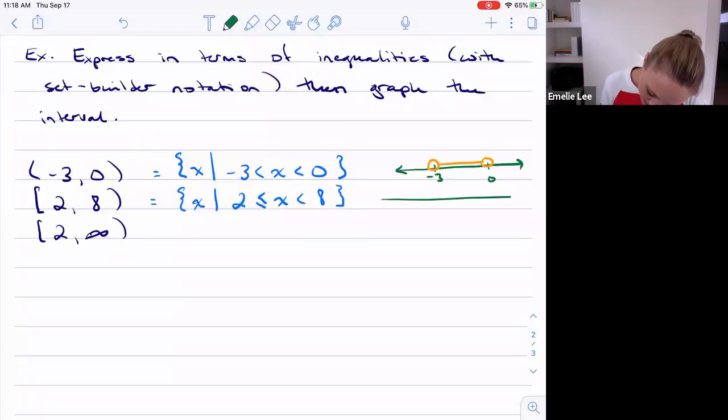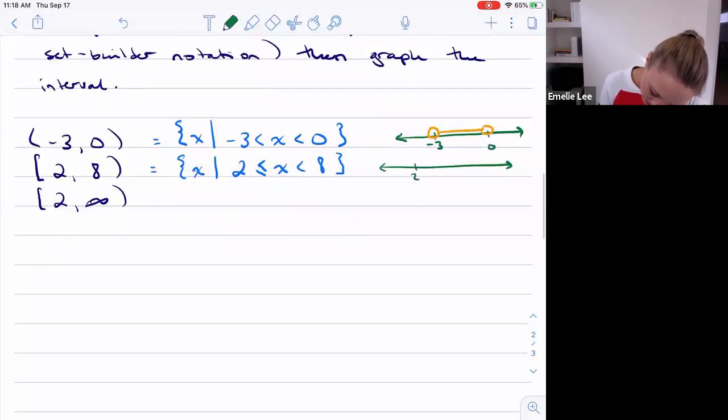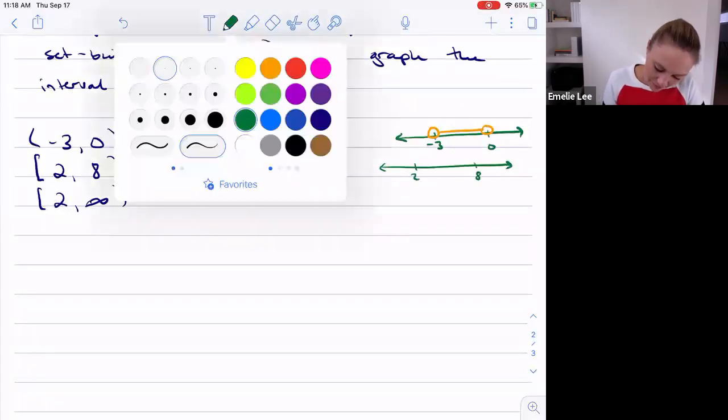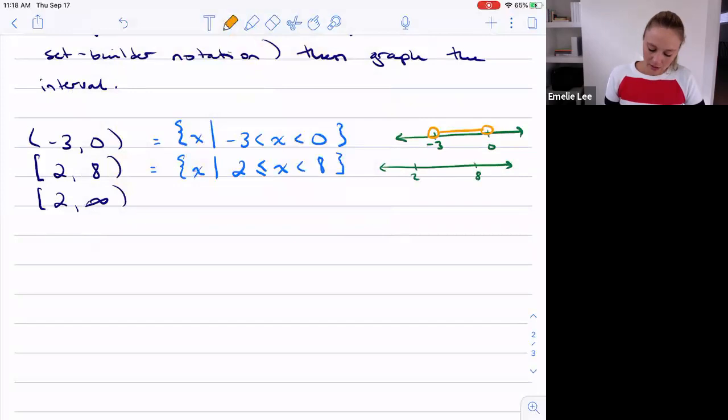On our number line, so here we are back on our number line, I'll put 2 and 8 on here. And I'm going to do a closed dot at 2 because it's inclusive of 2, and an open dot at 8 because it goes very, very close to 8, but not to 8.